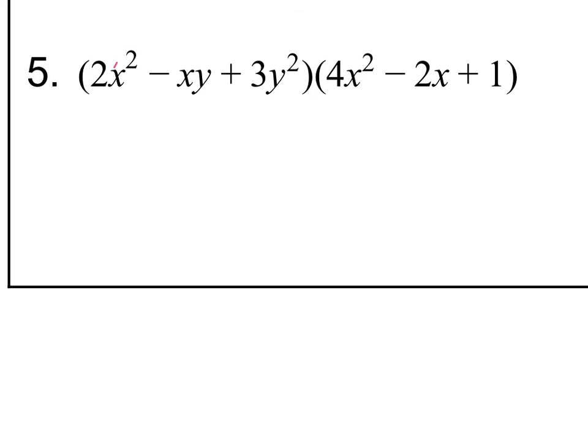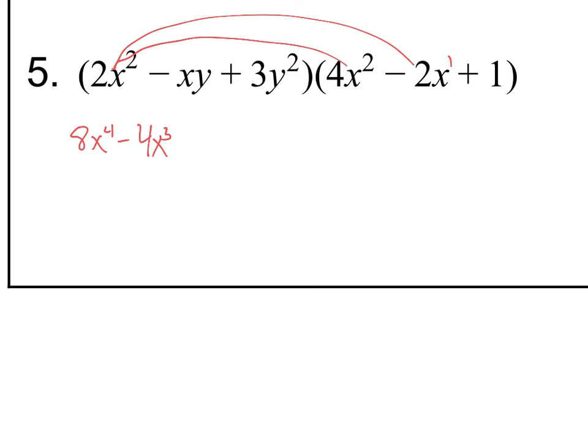2x squared times 4x squared would be 8. X squared times x squared is x to the 4th. 2x squared times negative 2x would be a negative 4x to the 3rd, because remember that x technically has an exponent of 1. Then I've got 2x squared times a positive 1. That would be a positive 2x squared.